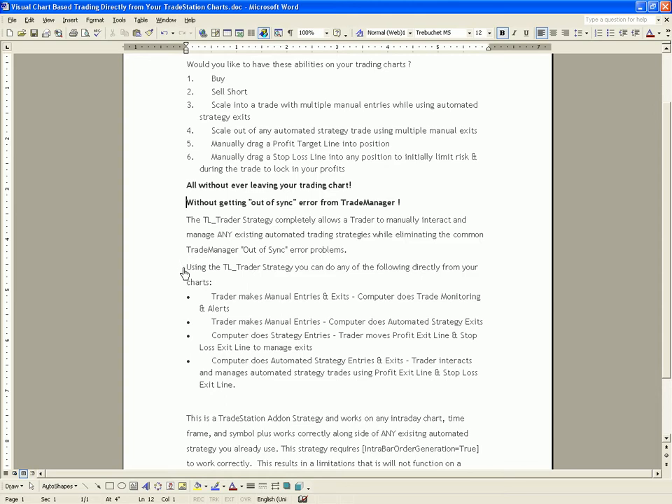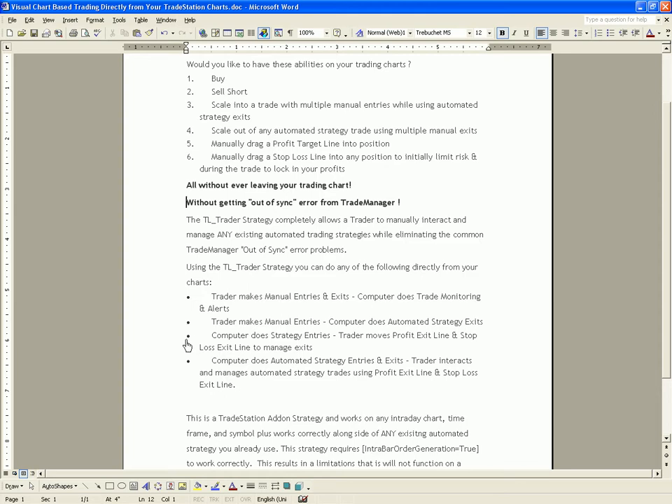That's vital. Using the TL Trader strategy, you can do any of the following directly from your charts. The trader can make the manual entries and exits and then have the computer do specific trade monitoring and alerts. Or the trader makes the manual entries and the computer takes care of the automated exit side.